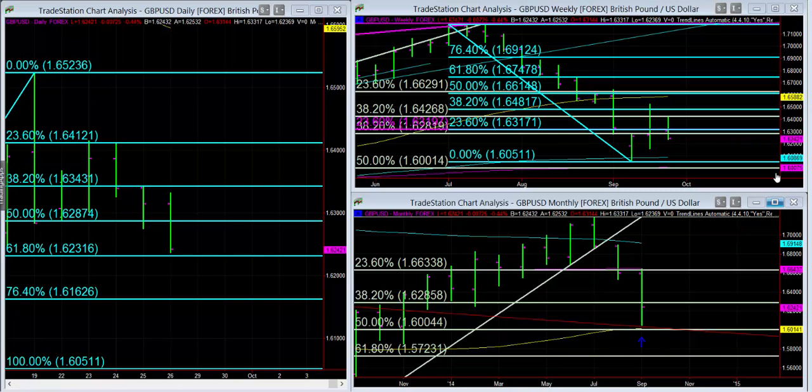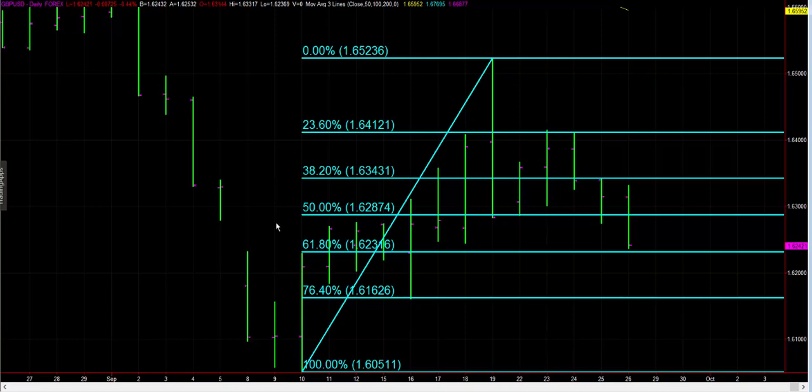We are coming up to the end of the month of September very quickly, and we want to take a look at some very technical trading in the British pound. Let's start off by looking at a daily chart. You can see that we have drawn retracement lines from the low of September 10, right around the 160.50 area, all the way up to the high of the 19th of September.